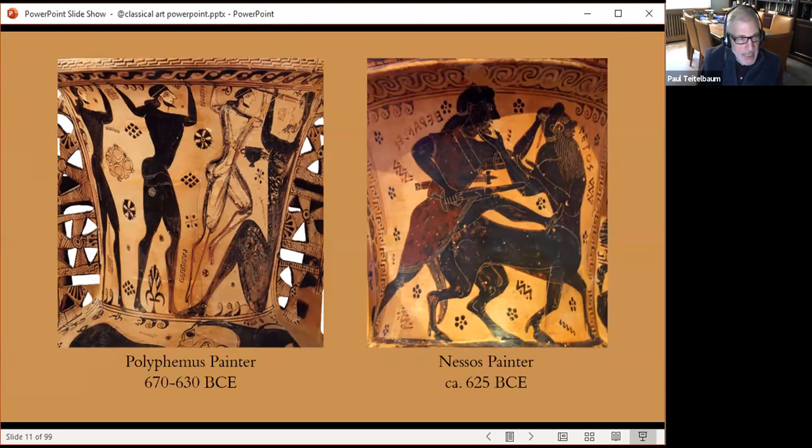So on the left is the name vase of the Polyphemus painter. Polyphemus is the name of the Cyclops in the Odyssey, who eats 8 or 9 of Odysseus's crew until they blind him in his one eye, which is the scene that's depicted on this vase. And on the right, we see the scene of Hercules, Heracles in Greek, killing the centaur Nessus that tried to basically abduct his new wife.